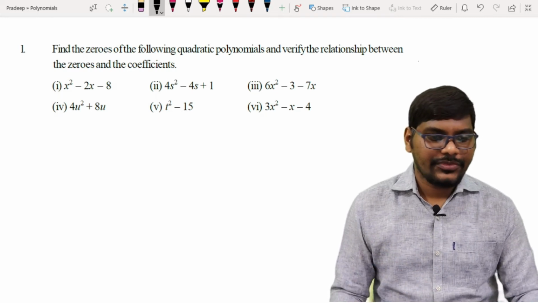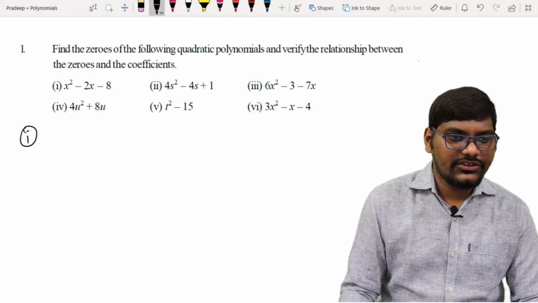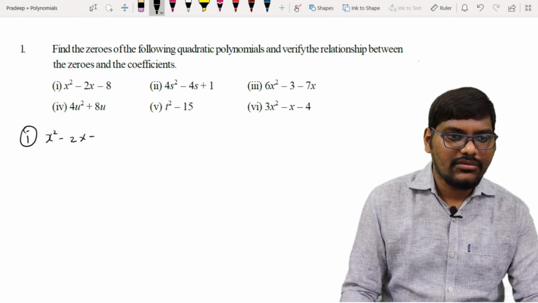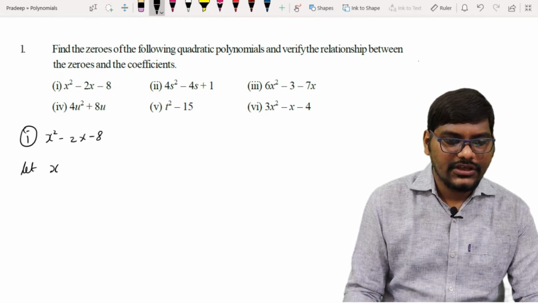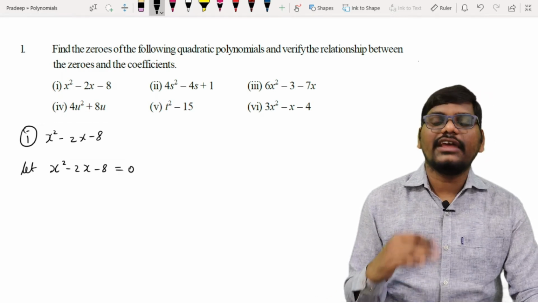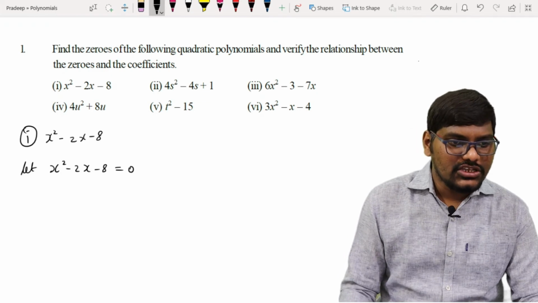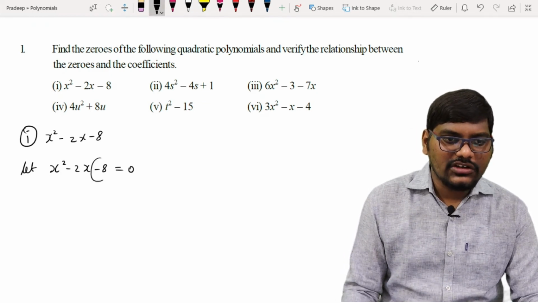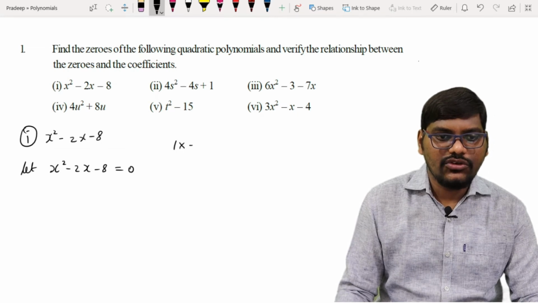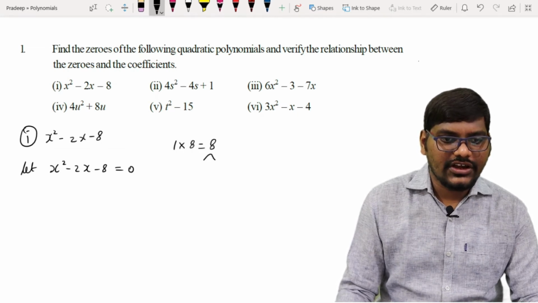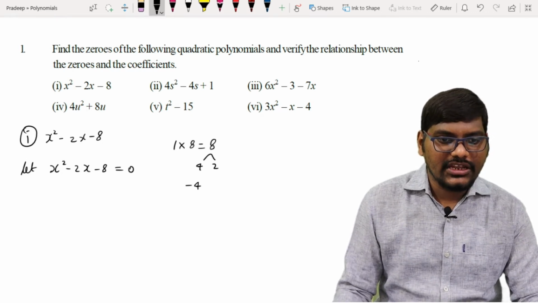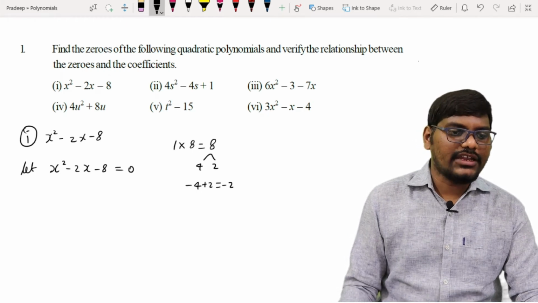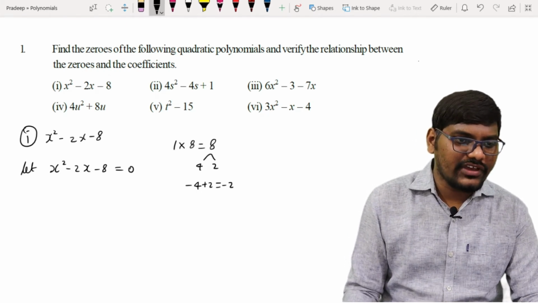So let's go forward. I'll write the given polynomial, x square minus 2x minus 8, and take it equal to 0. First I'll find the roots of this polynomial. The coefficient of x square is 1 and the constant is 8, so 1 into 8 is 8, and 4 twos are 8. To satisfy the middle term I write minus 4 plus 2, which gives minus 2.